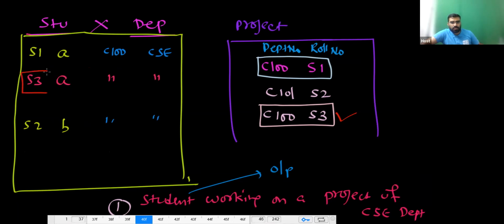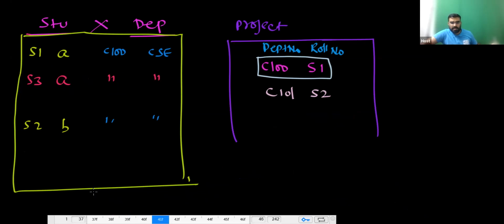So they will match and you will get this. The second point: whoever is going in the output, every output is a student.